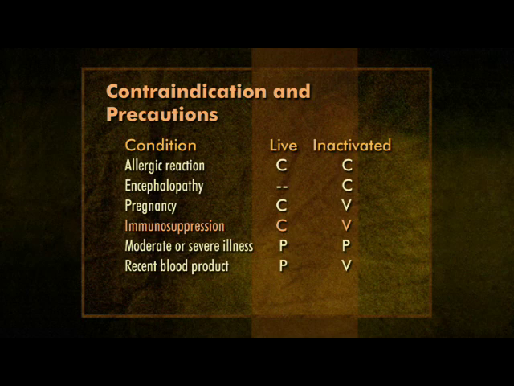Inactivated vaccines may be administered to immune-suppressed persons if indicated. We will discuss immunosuppression in more detail in a moment. Moderate or severe acute illness is a temporary precaution to both live and inactivated vaccines. It is reasonable to defer vaccination until the acute condition has improved. So what do we mean by moderate or severe? As a rule of thumb, any illness that may require hospitalization or additional medical care after the immunization visit is a reason to delay the vaccine.